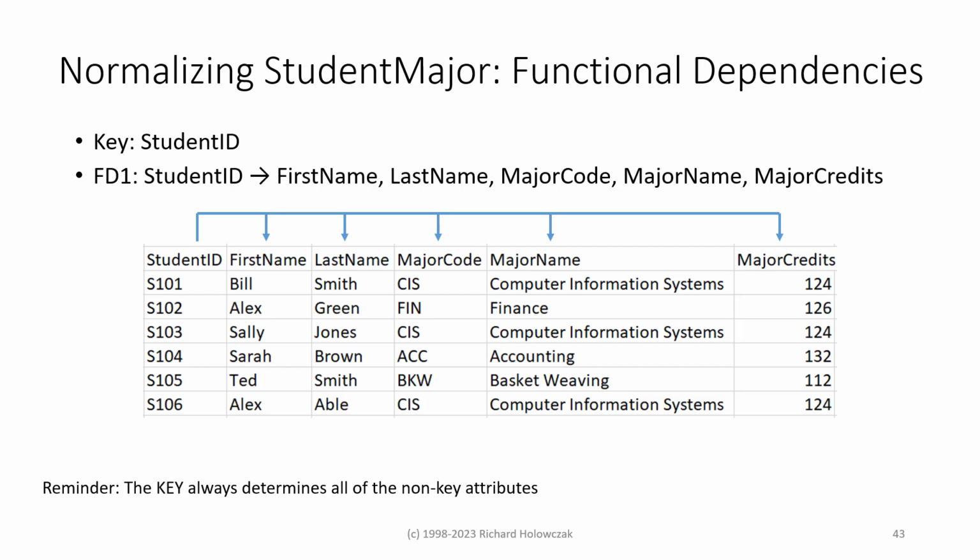All right, did you get student ID as the key? Hopefully you did. Remember, as soon as we know what the key is, we can immediately write down our first functional dependency. Given the student ID, we can determine first name, last name, major code, major name, and major credits. If you tell me S103, that's a CIS major that needs 124 credits, Sally Jones. Only one record, one row, or tuple can be found here. The key always determines the non-key attributes.